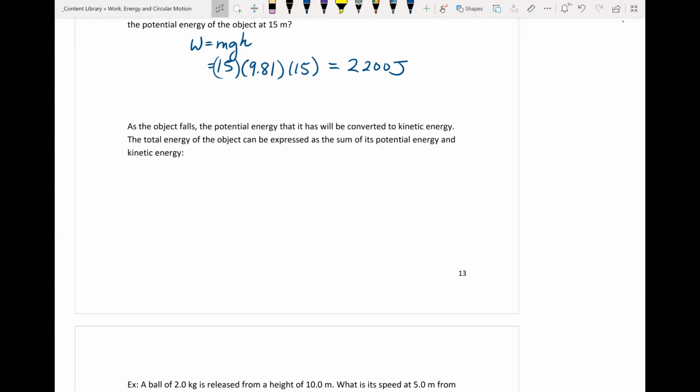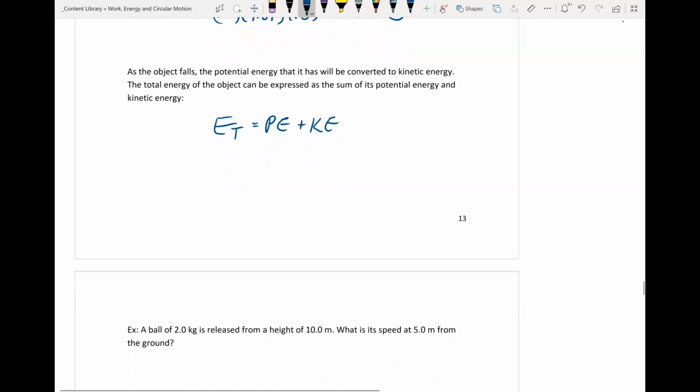So as the object falls, the potential energy that it has will be converted into kinetic energy. The total energy of the object can be expressed as the sum of potential and kinetic energy, defined as the following. Energy total is equal to potential energy plus kinetic energy. So as the object falls, your potential energy will convert to kinetic energy. Let's do an example of this.